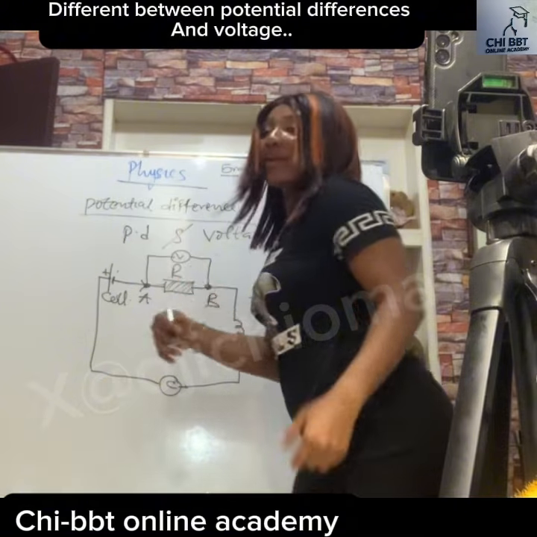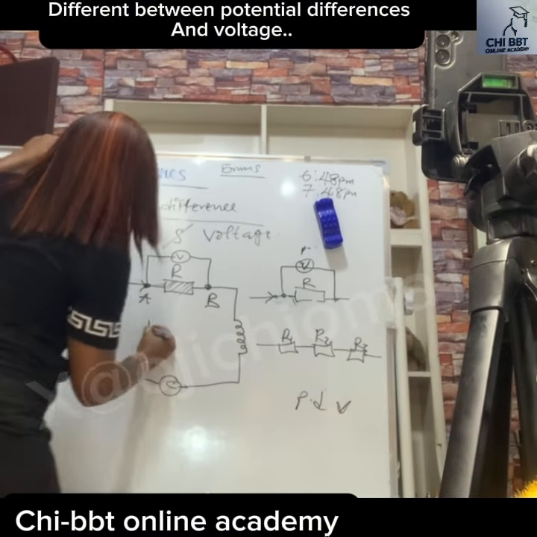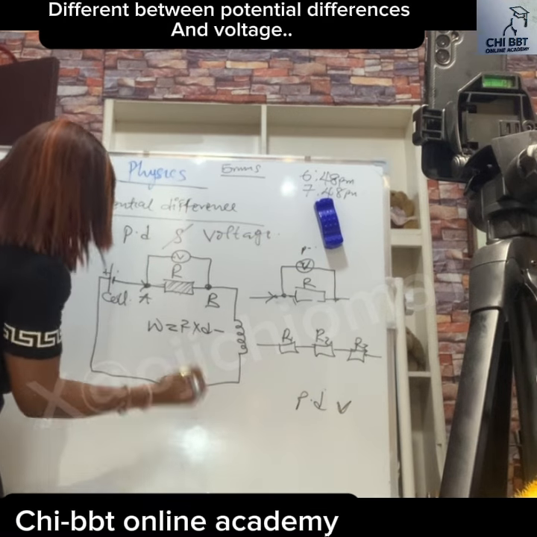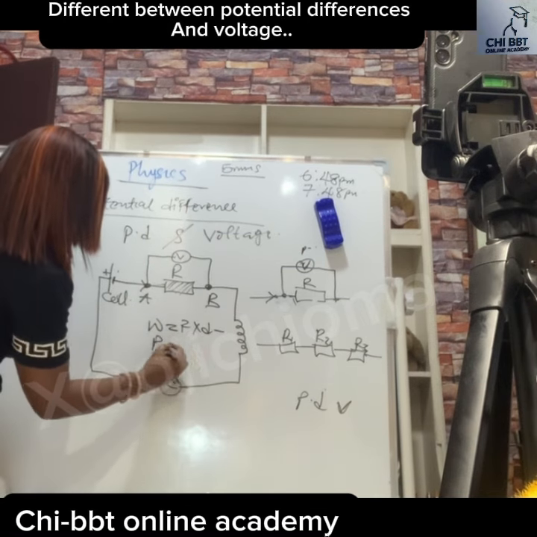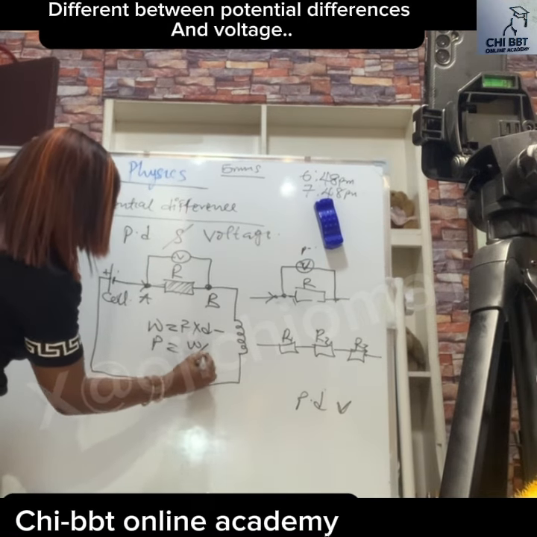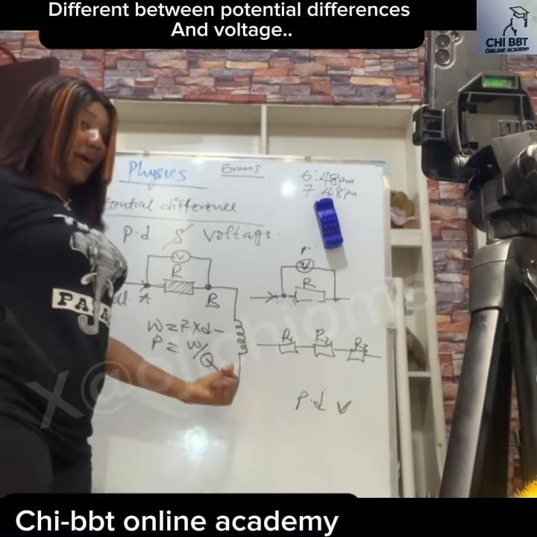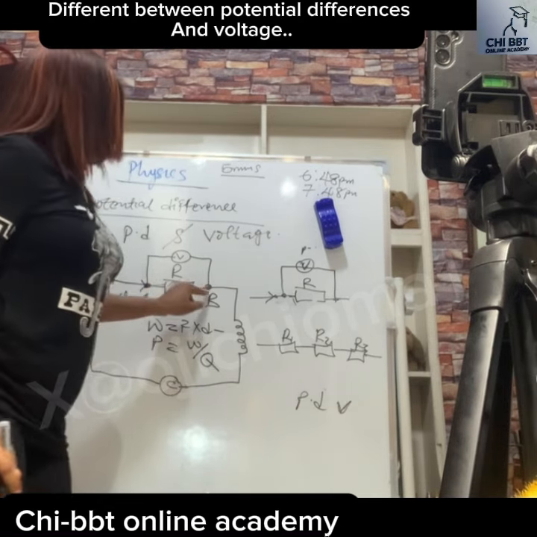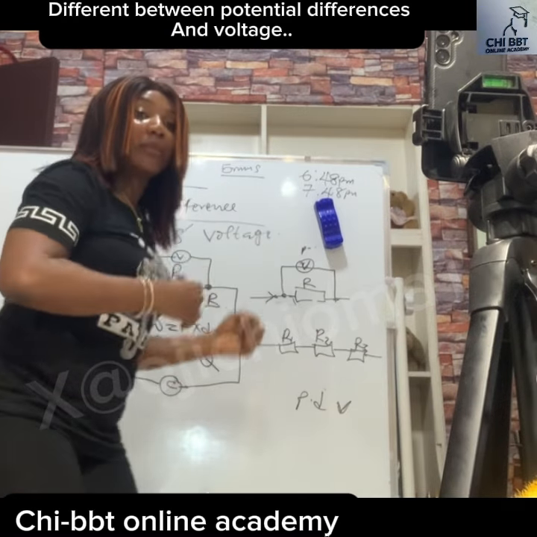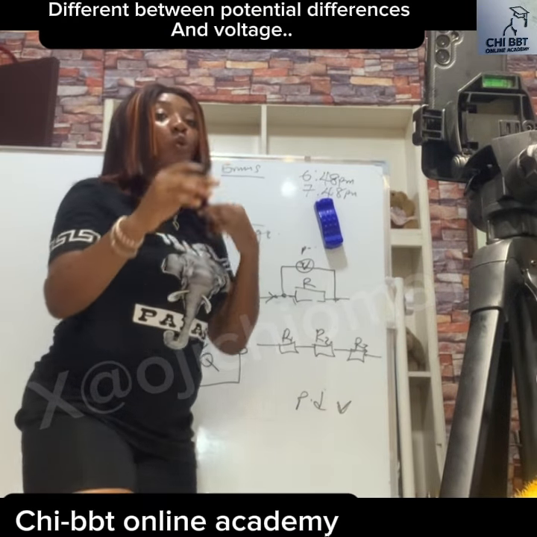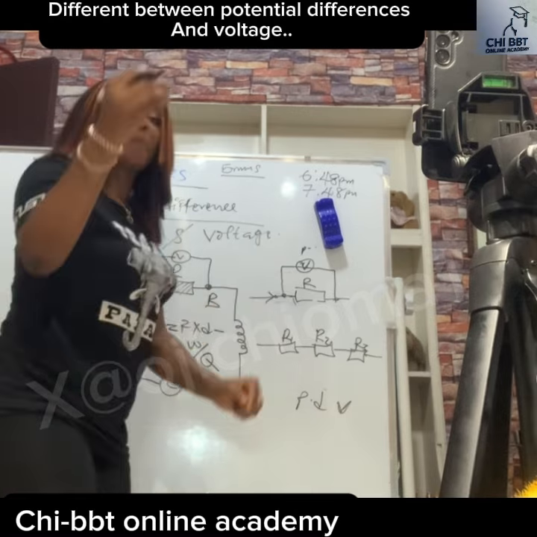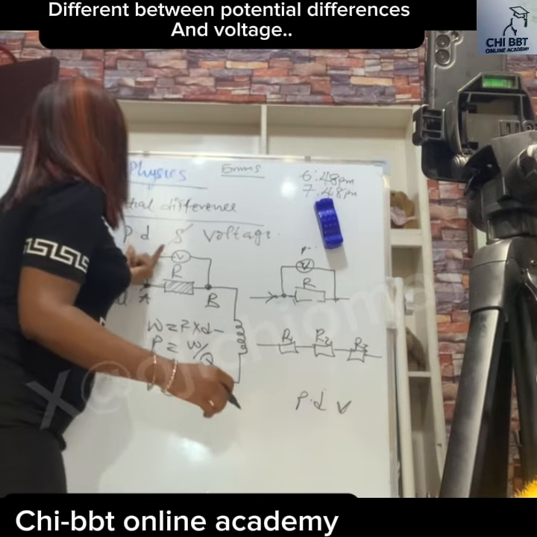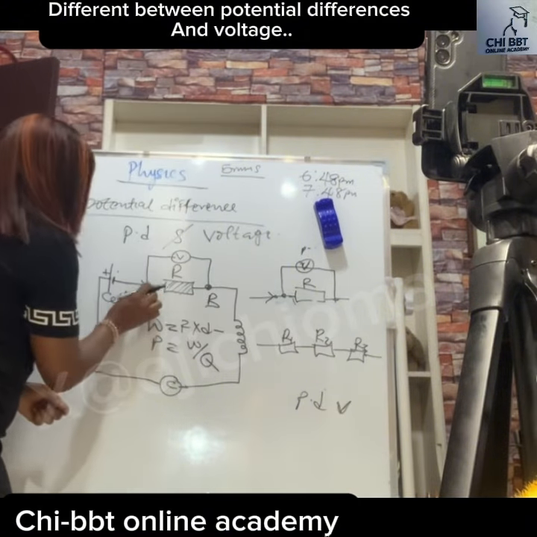So it is the work done. And what work done? Work done equals force times distance. You come across this. Also, PD equals work over charge. Remember. So PD is work done to carry charge from here to here. Finish. Or from terminal to terminal. Finish. So PD is the work done to carry charge from terminal to terminal.